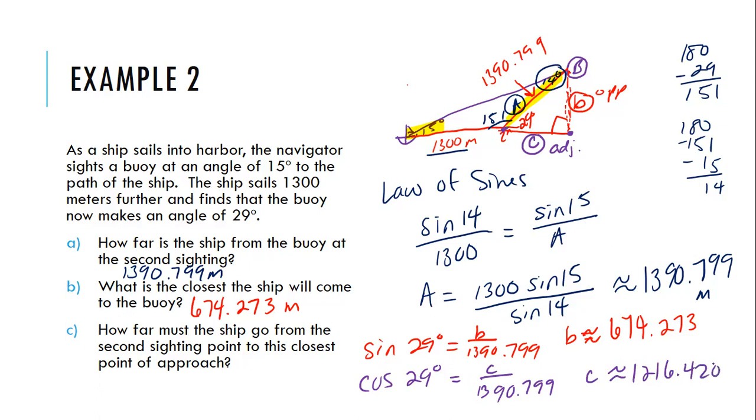And which way did you do it? You did law of sines. So you could have done law of sines. You could have done cosine ratio. You also could have done Pythagorean theorem and still got it, because it's a right triangle. So all three of those would have worked and got you to the same conclusion, 1,216 and 420 meters. They all work together to get there.